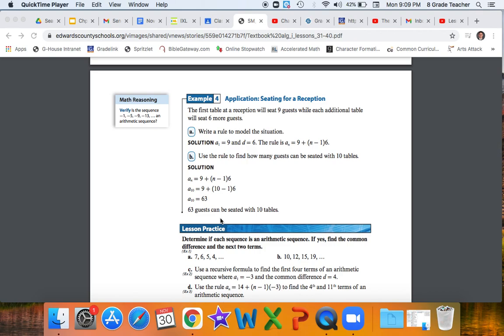Example 4. The application for today's lesson is a seating for a reception. The first table at a reception will seat 9 guests, with each additional table seating only 6 people. Write the rule to model this situation.